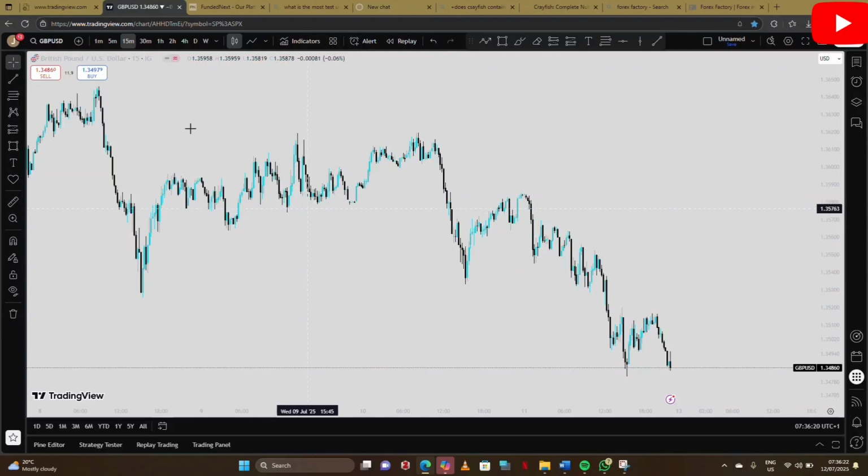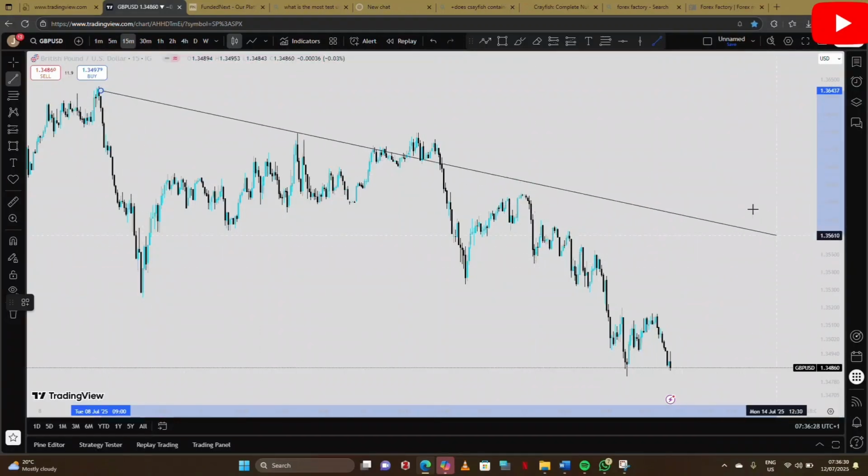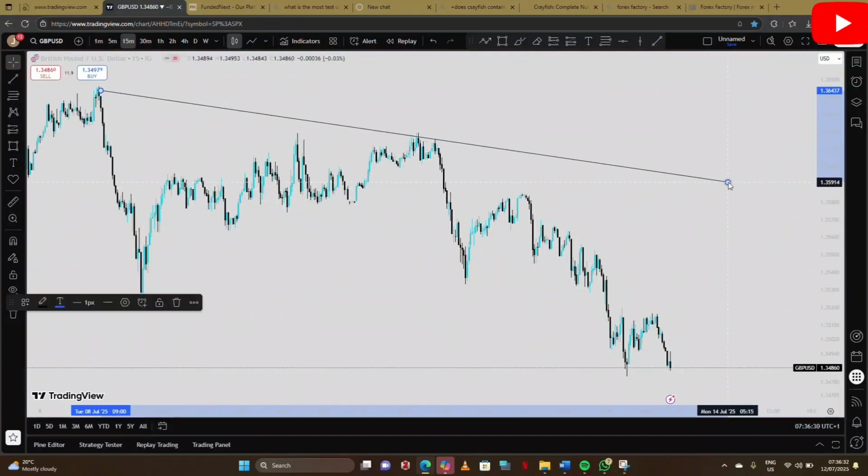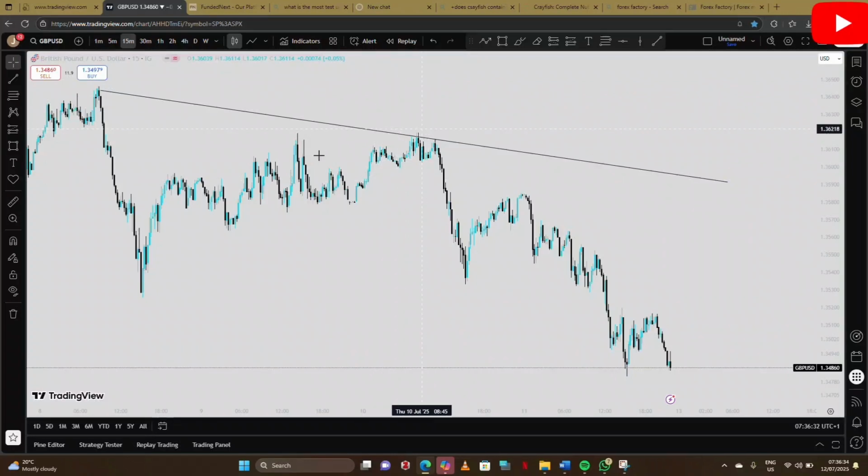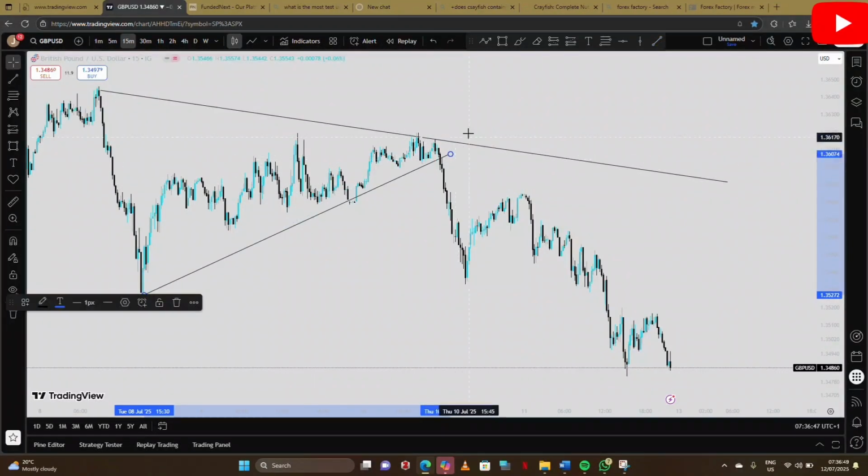Okay, as you can see, this is a current trend. From this top to this top, we have a trend line here. In a downtrend, we connect the tops. In an uptrend like this one, we connect the lows, those are the troughs, or we'll call them the bottoms. These are what we call trend lines.